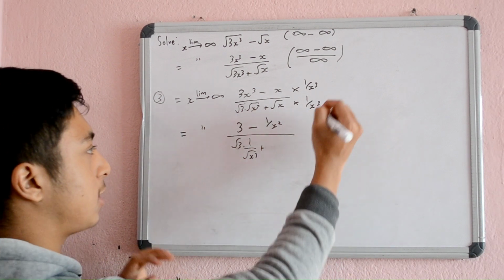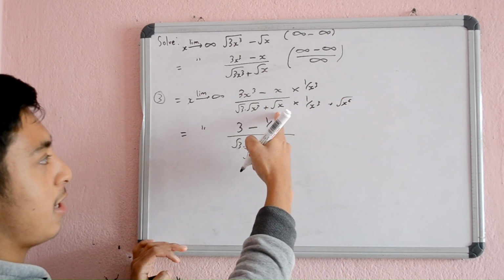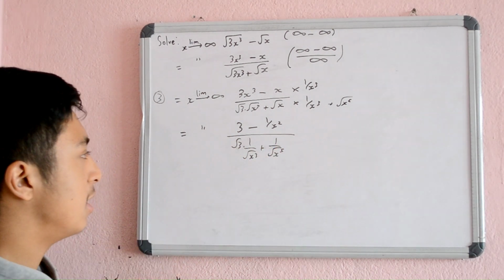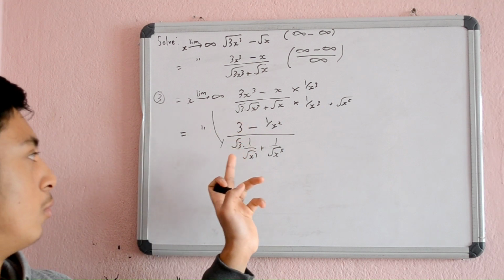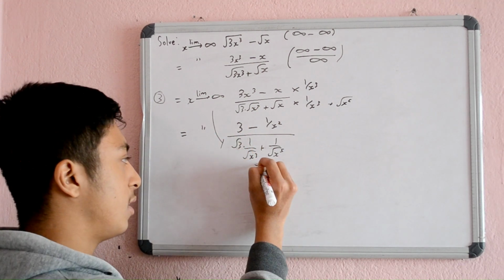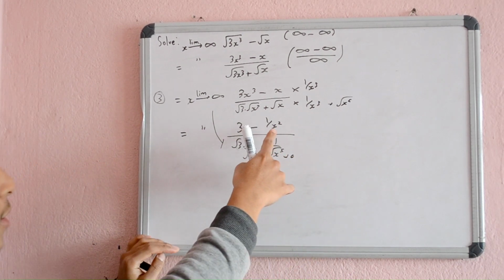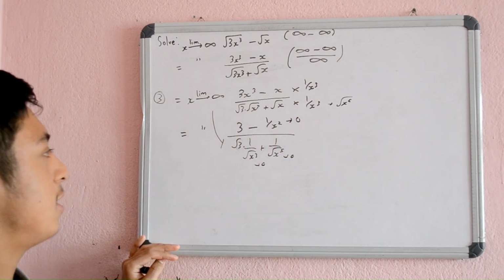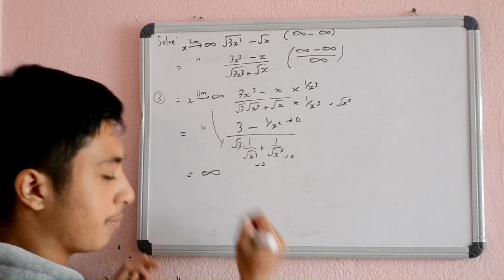Well, x cube is just root x to the power 6, and that divided by that, just 1 by root x to the power 5. Now put the limit in. So this is something by infinity, which is 0. Something by infinity, which is 0. 0 plus 0 is 0. But what about right here? Well, 1 by whatever, this is just 0, right? And we'll get 3 by 0, so this is also infinity.